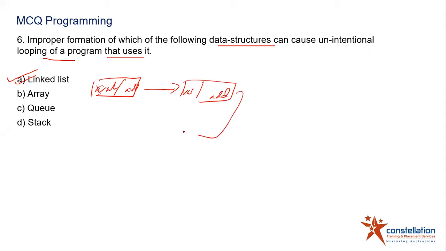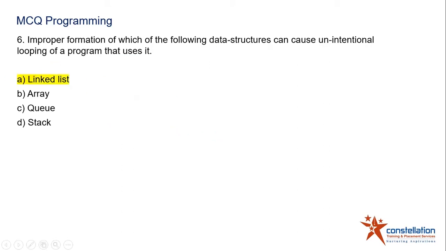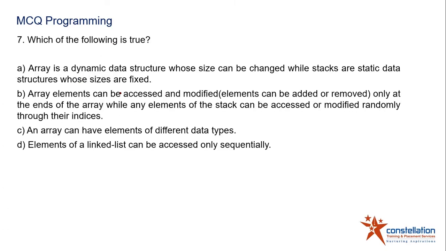So if it is not proper, what can happen is that you might end up looping into it, right? You might go around again in a round robin fashion. So it is very important that you use the correct formation. Okay, that is very much important. So that is the correct answer. Linked list is the correct answer. Now going to the next question, question number 7.